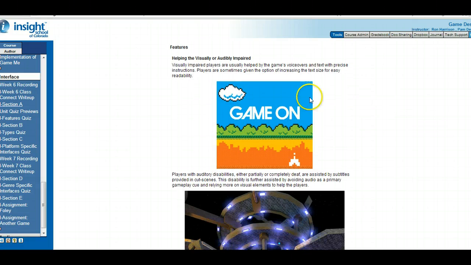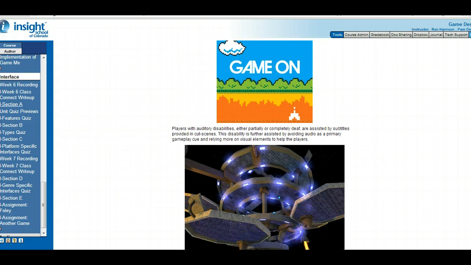So in helping visually or audibly impaired, visually impaired players are helped by the game's voiceovers. So the voice, the sounds that come from a game can help people who are visually impaired, and the text can have precise instructions. So even though people are visually impaired, they can increase the size of the text so they can see the instructions better.